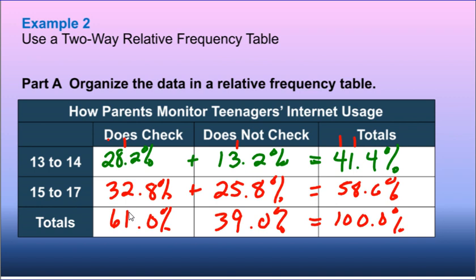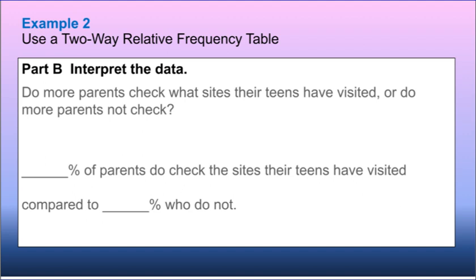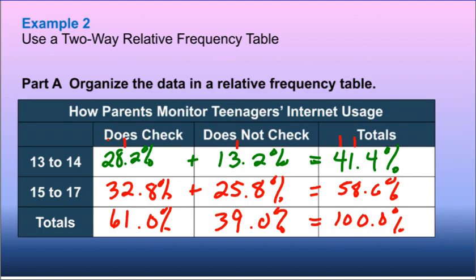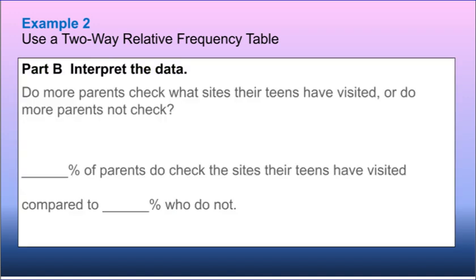Now that we have the relative frequency table created, we can use it to answer the questions. Do more parents check what sites their teens have visited, or do more parents not check? So now if I go to here, do check is 61%, does not check is 39%. So there are more parents that do check their teens' internet usage. And that would be 61% of the parents check the sites their teens have visited, compared to only 39% who do not.